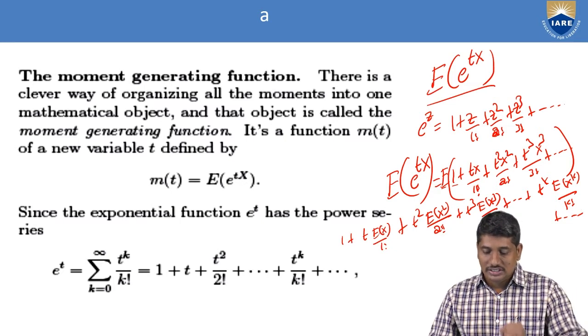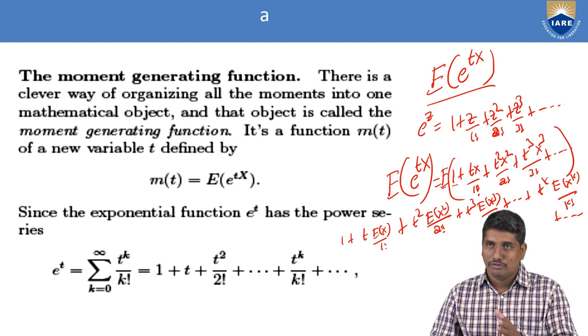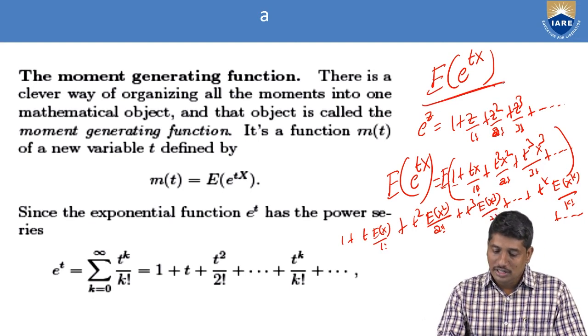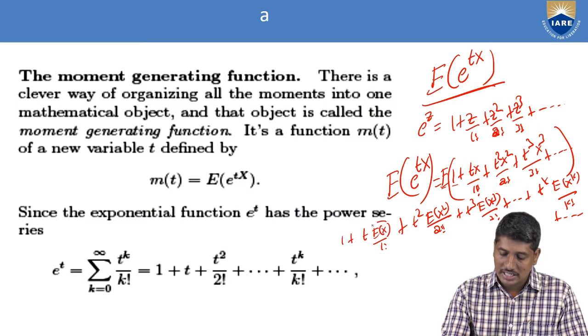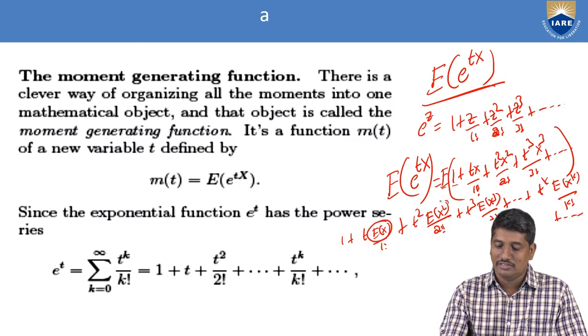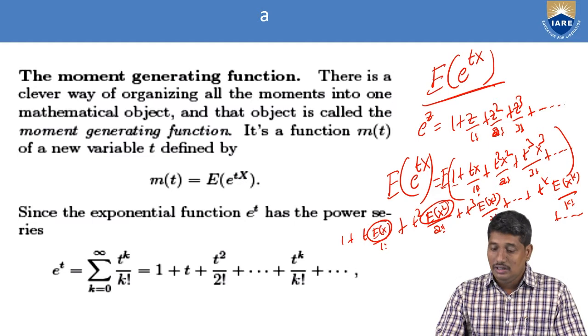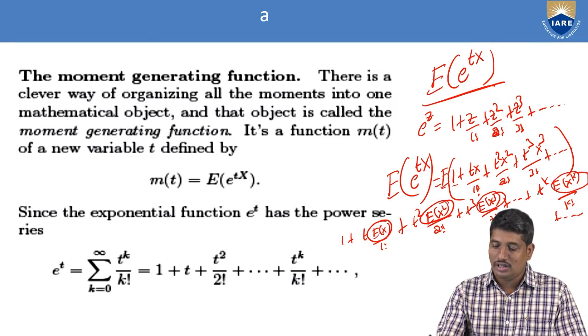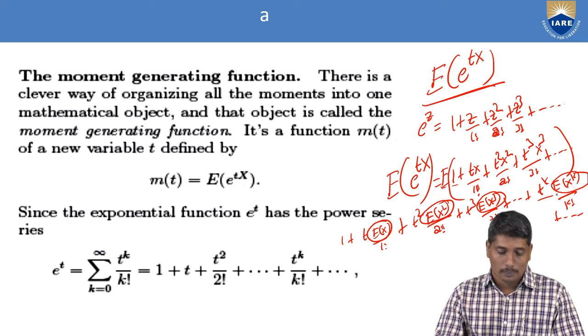So this is a kind of expansion of e power tX. Here we have the expectation of X as E of X, and E of X square, the coefficient of t square, E of X cube, the coefficient of t cube, and E of X power k, the coefficient of t power k.